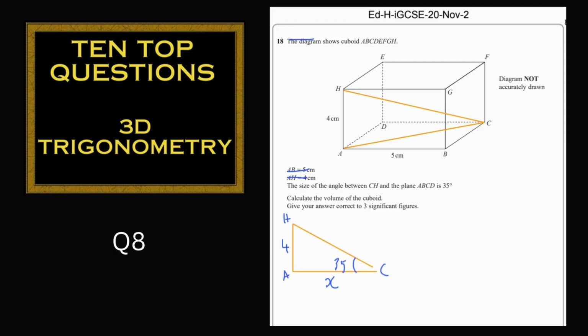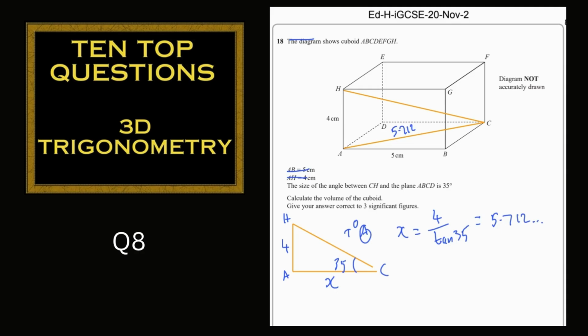Opposite is 4. Adjacent is required. It's a TOA question. And our x is going to be 4 divided by the tan of 35. Now it's asking for 3 significant figures. You should work in at least 4, or if not 5. We've got the 5.712 running from A to C.